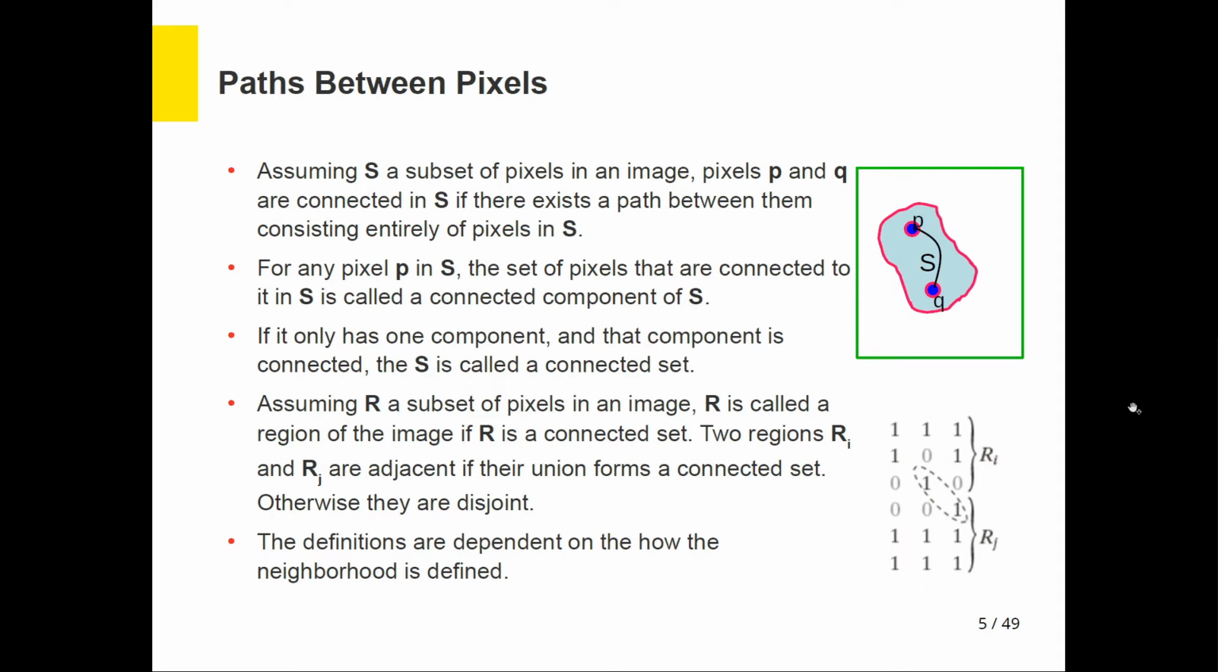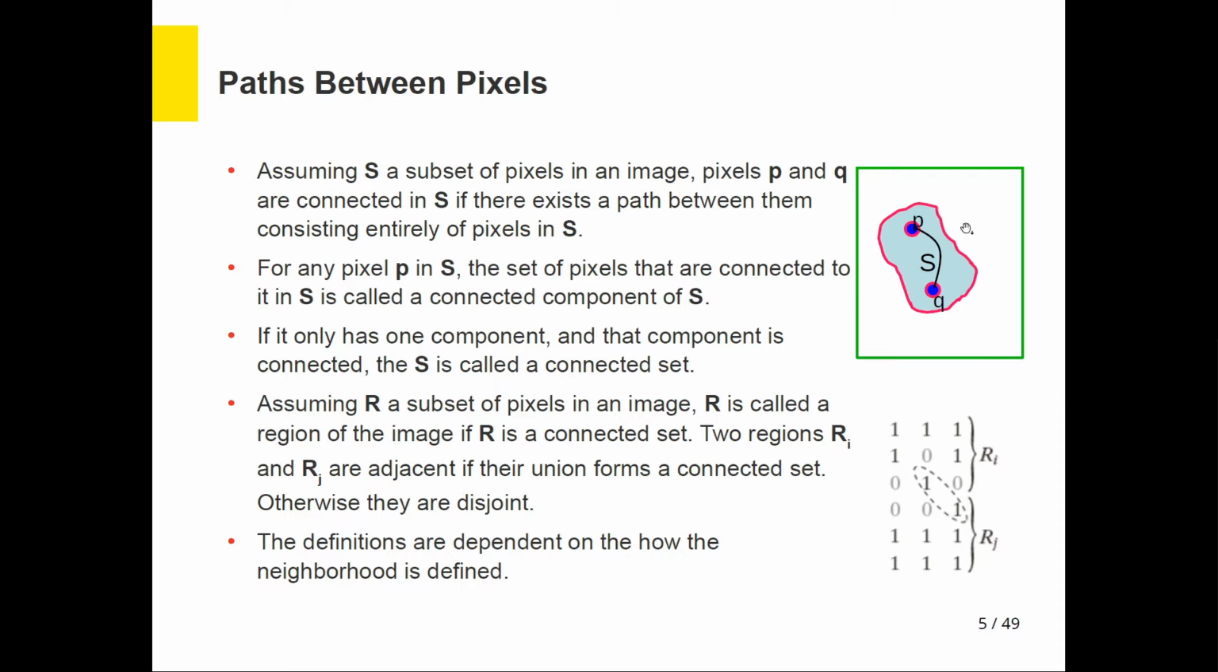So now let's talk about combination or union of some pixels that we call subsets in the image. So assume that we have S as a subset of pixels in an image. So pixels P and Q are connected in S if there exists a path between them consisting only of pixels that are also part of S.